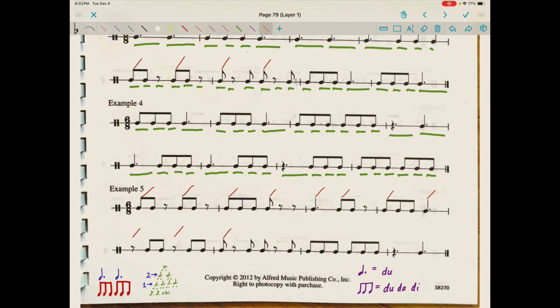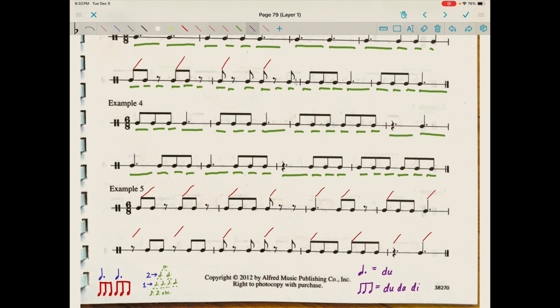Here's our next do, the eighth note, eighth rest, followed by an eighth note will finish out that dotted quarter note beat. Here's our next do, and then we have a do, da, dee, followed by a do, da, dee, followed by a dotted quarter rest and a dotted quarter note.